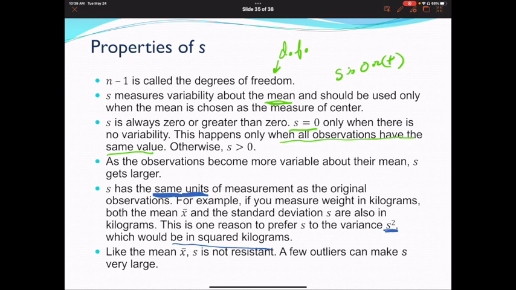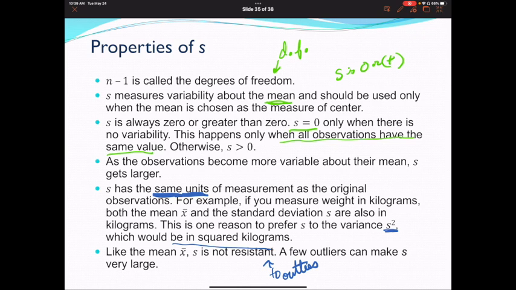And like the mean, S is not resistant to outliers. By resistant, I mean resistant to outliers. A few outliers could make our standard deviation very large.